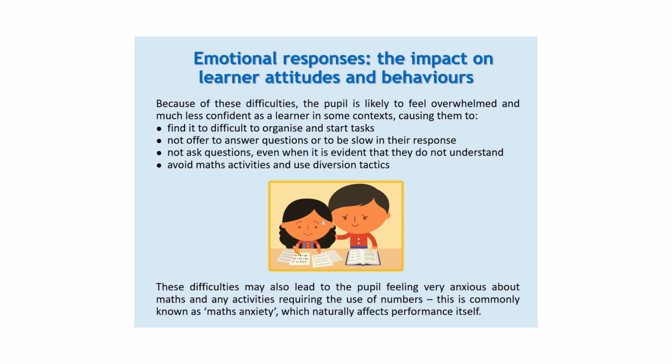Emotional responses, the impact on learner attitudes and behaviours. Because of these difficulties, the pupil is likely to feel overwhelmed and much less confident as a learner in some contexts, causing them to find it difficult to organise and start tasks, not offer to answer questions or to be slow in their response, not ask questions even when it's evident that they do not understand, and avoid maths activities and use diversion tactics. These difficulties may also lead to the pupil feeling very anxious about maths and any activities requiring the use of numbers. This is commonly known as maths anxiety, which naturally affects performance itself.